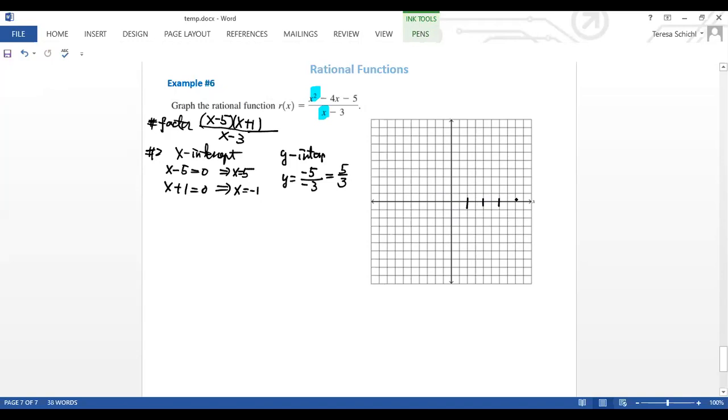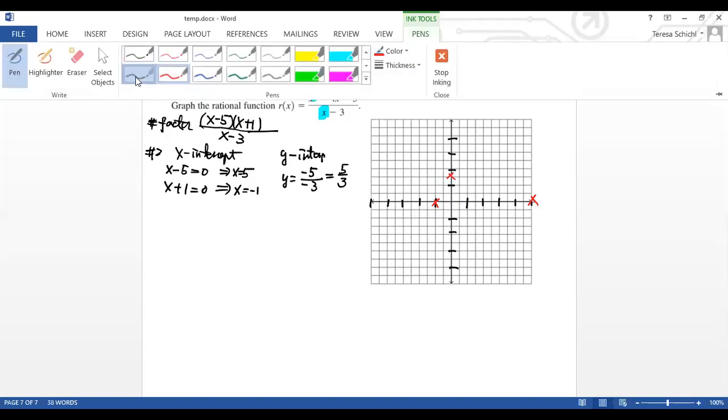Let's make the marks, 1, 2, 3, 4, 5 on each axis. So my x-intercept is passing through 5 at this point, and also through negative 1 at this point, right? Then my y-intercept is 5/3, so somewhere in here, correct? Okay, so this is my x-intercept.